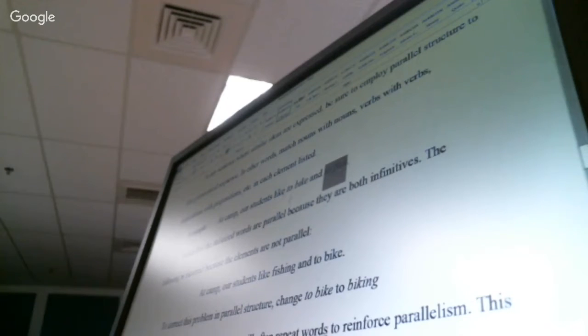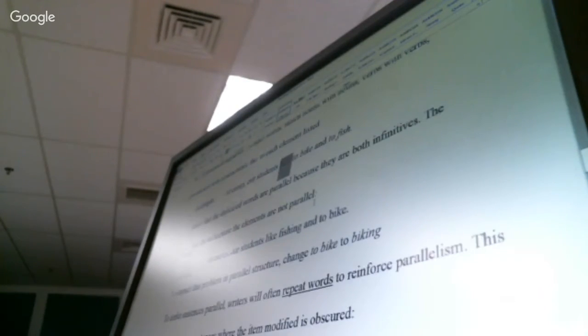In both of these situations, I use the words that are in coordination with each other or in series, and I link them against this one word right here. So our students like to bike, our students like to fish. That's my trigger word. So whenever you have items in series or items in coordination, there has to be one word that those 2 or 3 items link to.